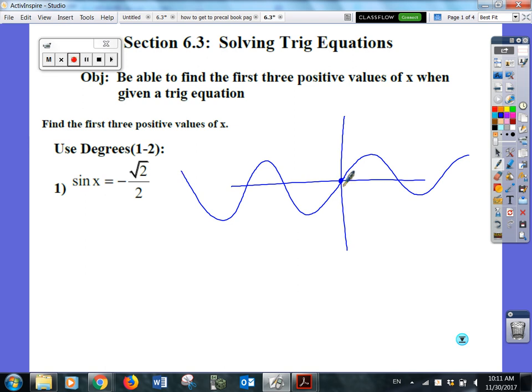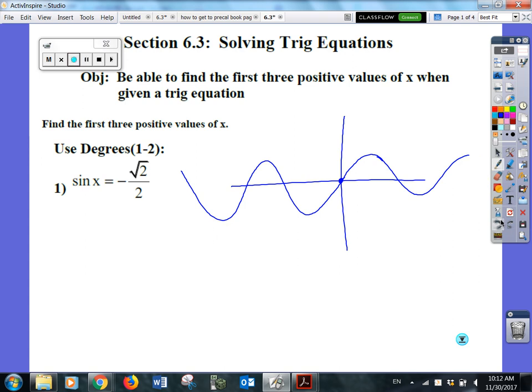If I said sine of x equals 0, is 0 a positive number? No, it's not. It's not positive or negative, so that wouldn't count. So I would go to the next one. Here's the first positive. Here's the second positive. And then I would keep going. Here's the third positive. So I could do that with a graph. But again, we're not graphing today, so we don't need to do that.